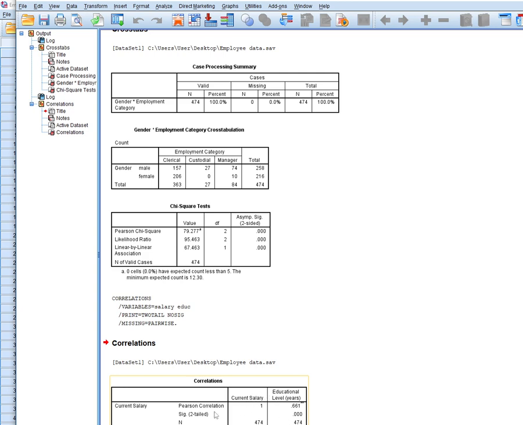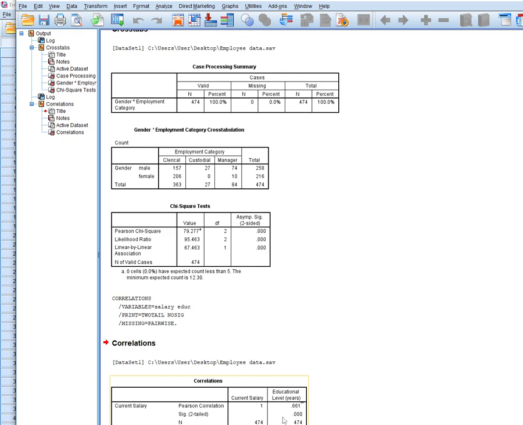So if you check between current salary and education level, you're getting a figure of 0.661. That's like 66%. So one, in terms of direction, I can say there is a positive relationship between someone's education and their salary. What does it mean when you say positive? It means as one variable increases, the other variable also increases.